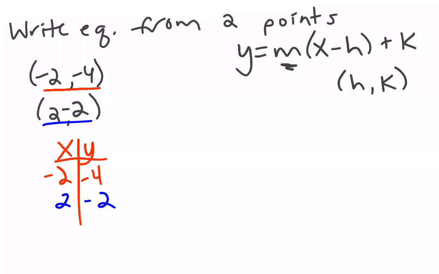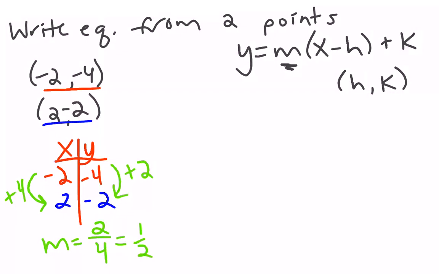Remember, slope is change in y over change in x, so I need to find what my change in x and change in y are. So how do you go from -2 to +2? We add 4. How do you go from -4 to -2? We add 2. Slope is change in y, 2, over change in x, 4, which is going to be 1/2.